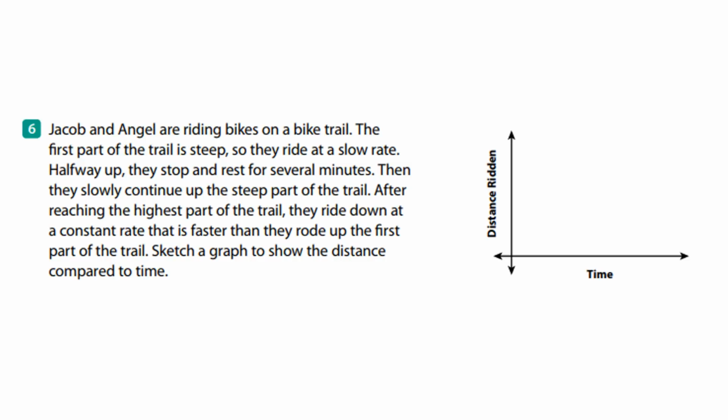So again, we break down each section. It says the first part of the trail is steep, so they ride at a slow rate, meaning we're going to go up slowly. Then they stop and rest for several minutes, so that's going to be represented by a straight horizontal line. Then they slowly continue up the steep part of the trail, so again, going slowly. Then they ride down at a constant rate that is faster than they rode up. So again, we are going to go down, and we're going to go down very quickly.